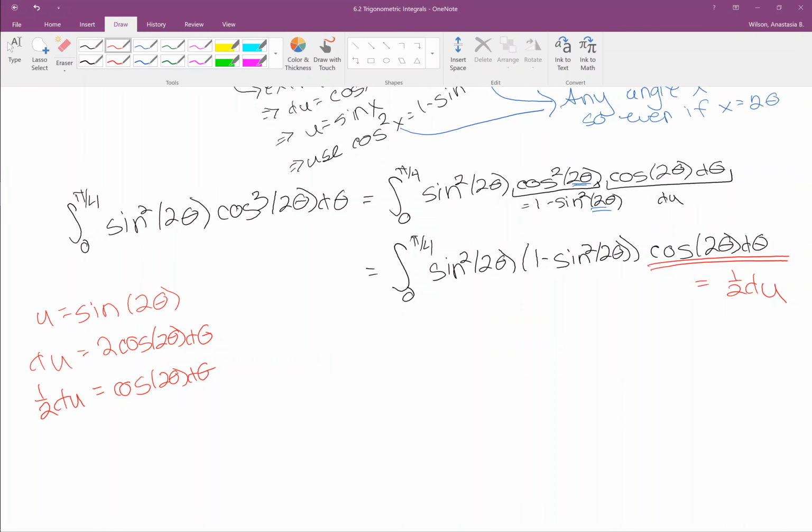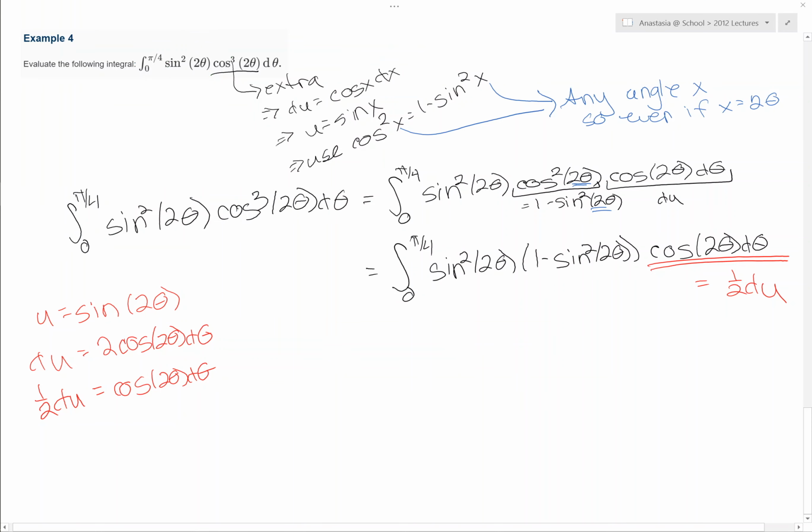Now, since we have a definite integral, we need to find new bounds as well. So when theta is equal to 0, u is going to equal the sine of 0, which is equal to 0. And when theta is equal to pi over 4, u is equal to the sine of pi over 2, which is equal to 1.